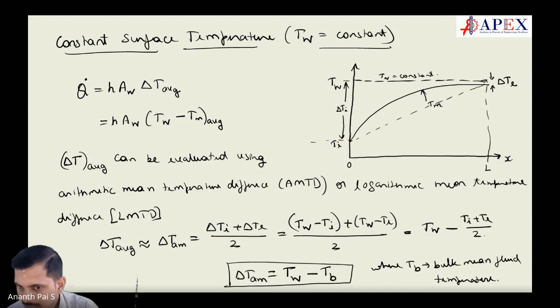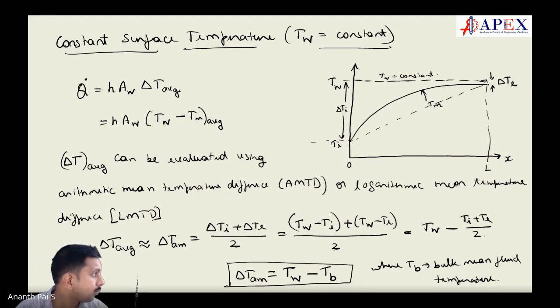So delta Ti is T wall minus Ti, is it not? That is delta Ti. Ti is here, this is T wall. Delta Te is T wall minus Te. This is through the duct only. Everything through the duct. We are talking about internal flows only, duct flows only.